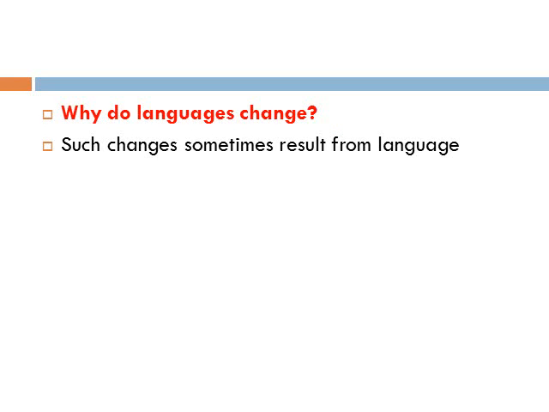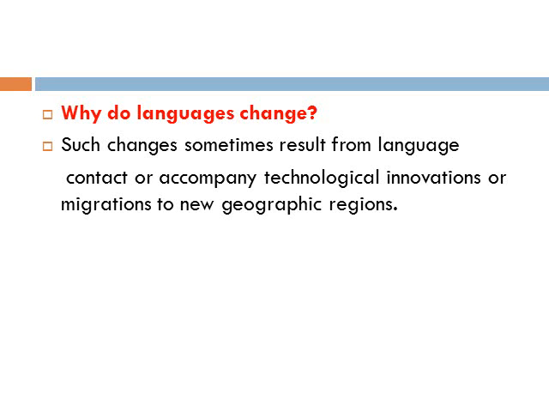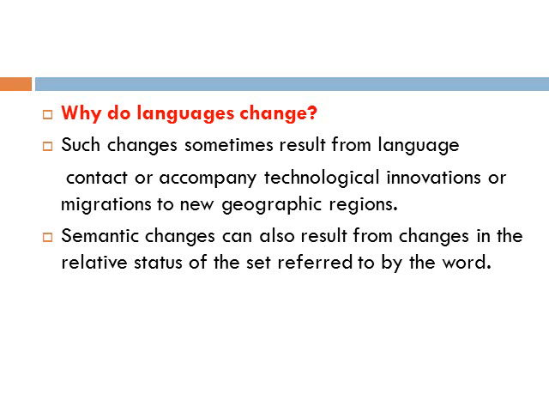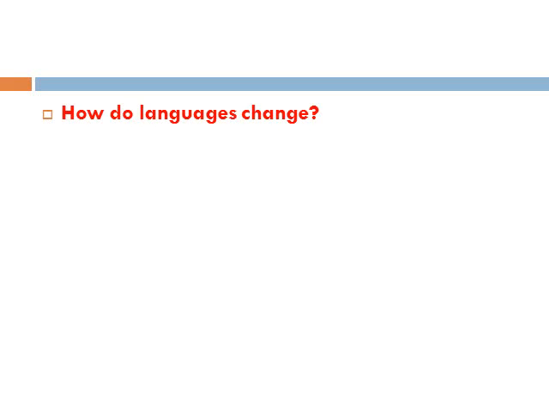So language changes because it is the result of a linguistic phenomenon known as language contact, or with technological innovations or migrations to new geographic regions. Semantic changes can also result from changes in the relative status of the set referred to by the word.